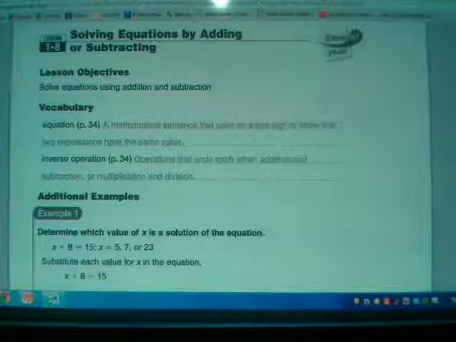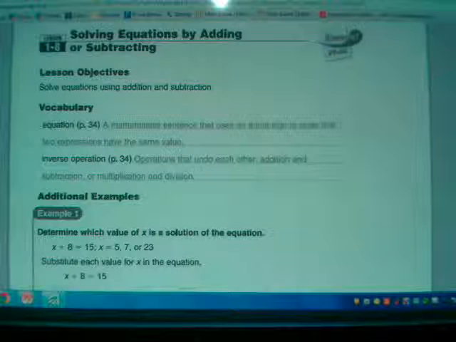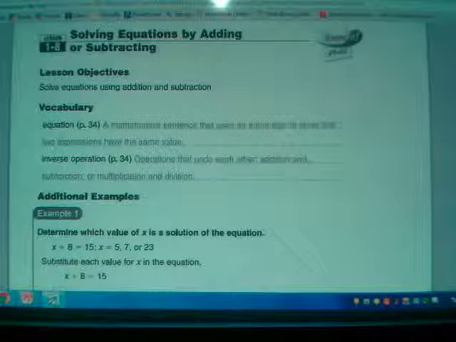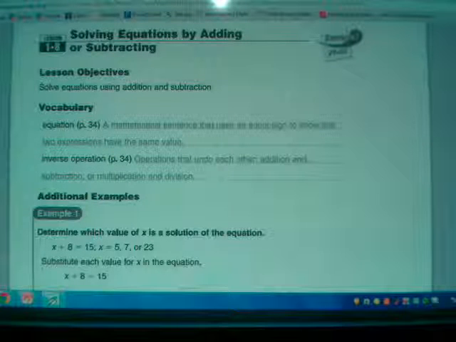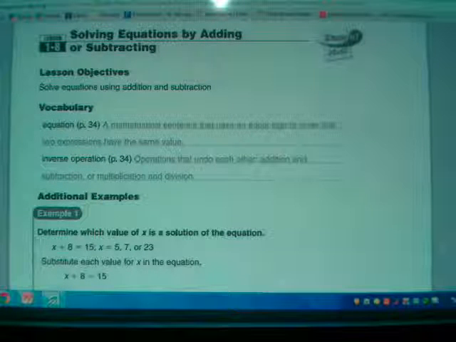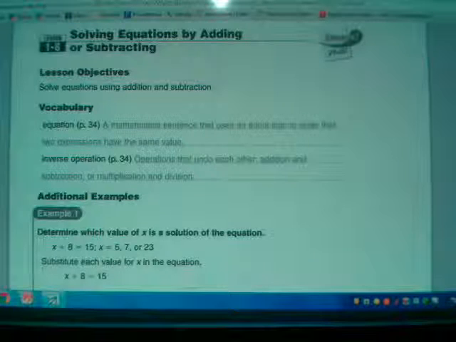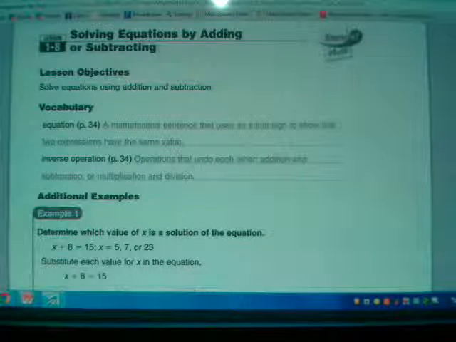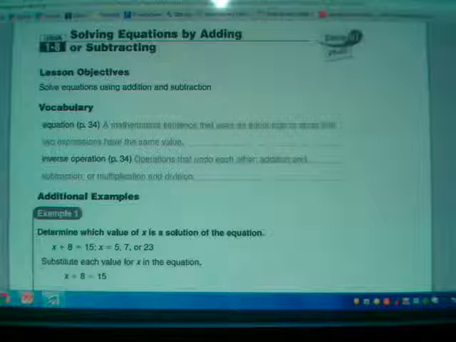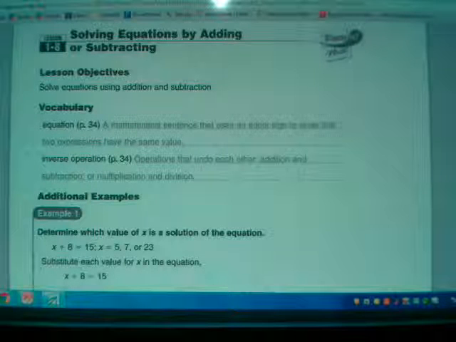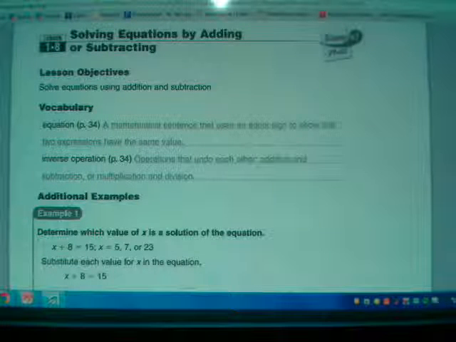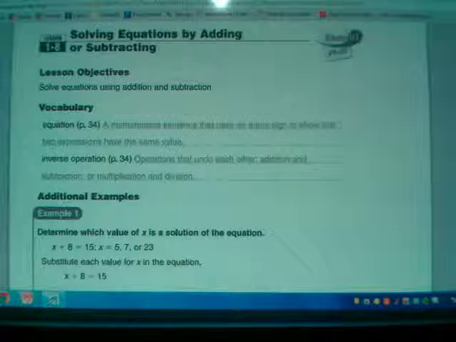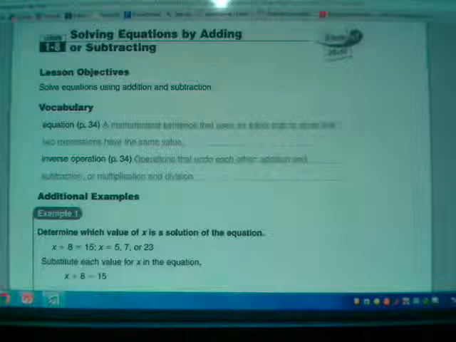Equation. An equation is a mathematical sentence that uses an equal sign to show that two expressions have the same value. And inverse operations are operations that undo each other, such as addition and subtraction or multiplication and division. Again, an equation is a mathematical sentence that uses an equal sign to show that two expressions have the same value, while inverse operations are operations that undo each other, like addition and subtraction or multiplication and division.